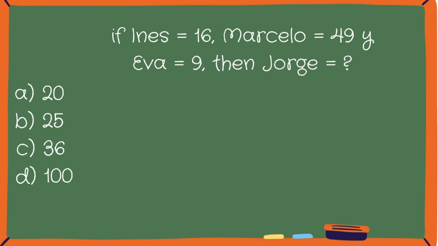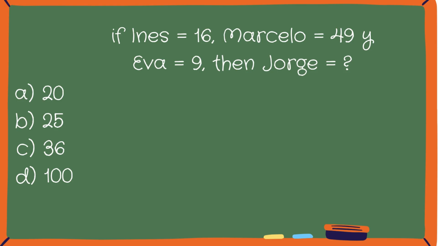Careful with this exercise. It says the following. If Ines equals 16, Marcelo equals 49, and Eva equals 9, then Jorge equals what? Alternatives. A, Jorge equals 20, B, Jorge equals 25, C, Jorge equals 36, or D, Jorge equals 100. Which is the correct answer?